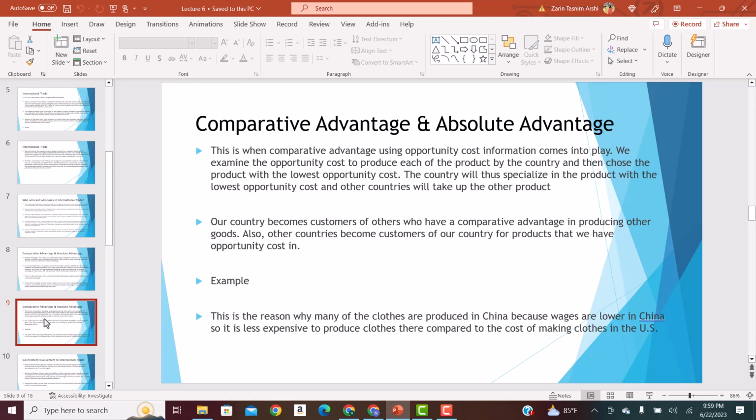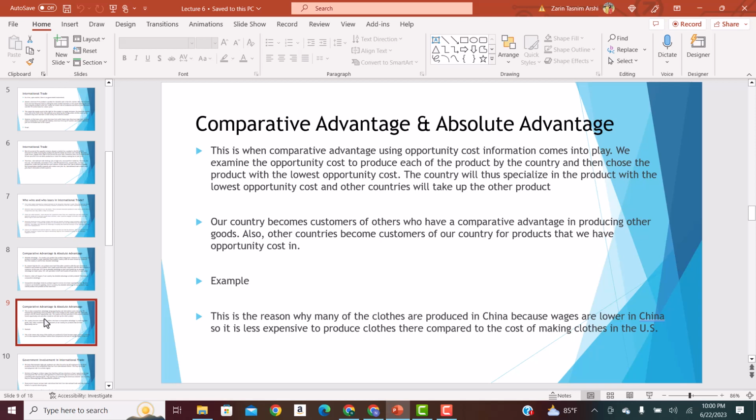So the country will specialize in the good or product with the lowest opportunity cost, and the other countries will take up other products in which they may have lower opportunity costs. Our country becomes a customer of others who have a comparative advantage in producing other goods. Also, other countries become customers of our country for products in which we have lower opportunity costs.